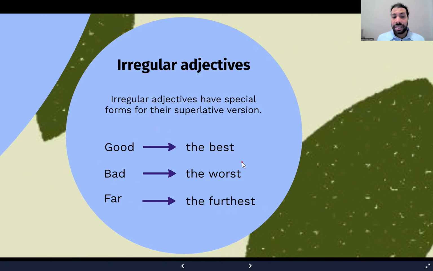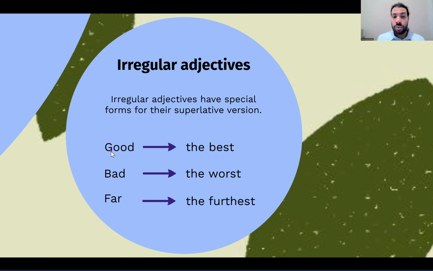I'd like to remind you right now with the irregular adjectives. Good, it will be the best. Bad, the worst. Far, the farthest. Do you remember? For the comparative, good, better than. Bad, worse than. Far, farther than.